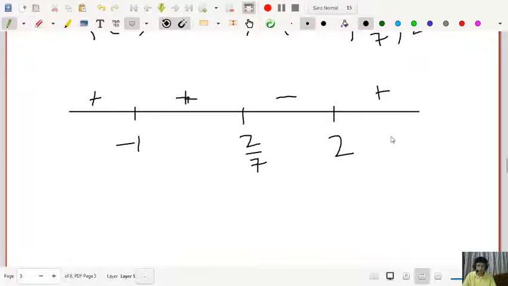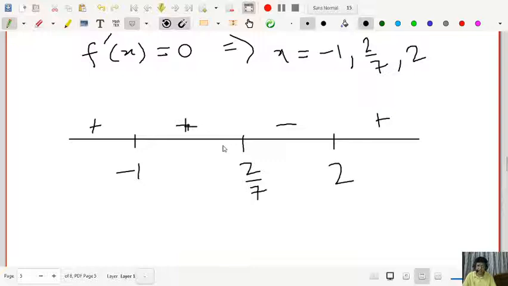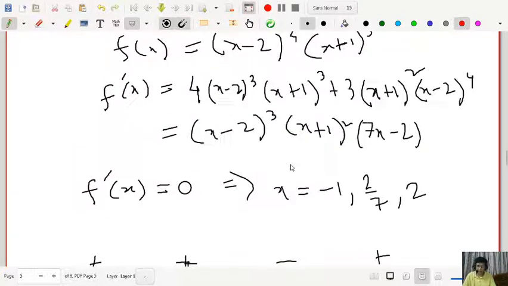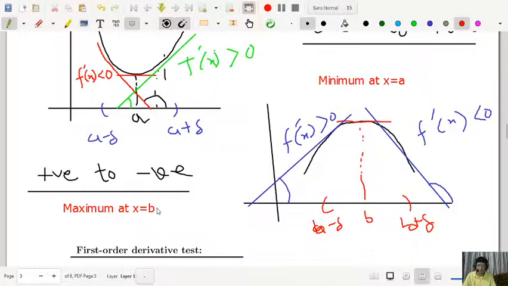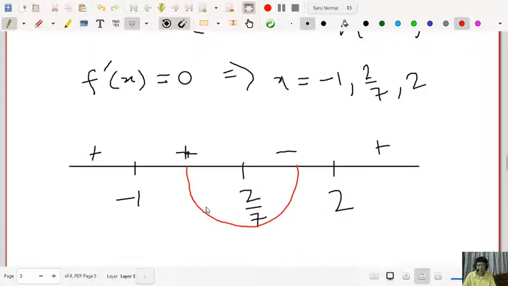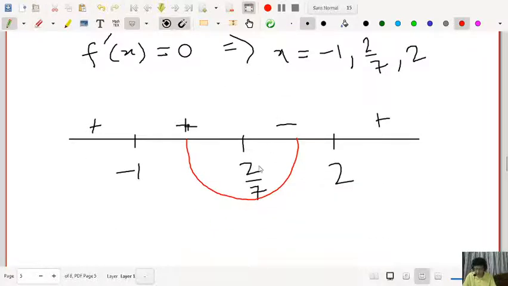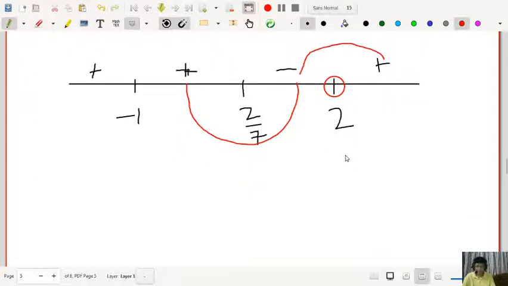Look at that, there is a change of sign here and a change of sign here. If the change of sign is positive to negative, then there is a maximum at that point. So the function has a local maximum at 2/7. And there is a change of sign here, negative to positive. So at 2 the function has a local minima.